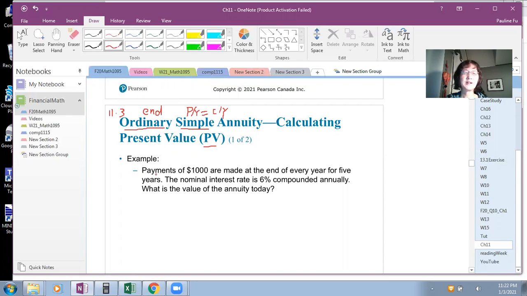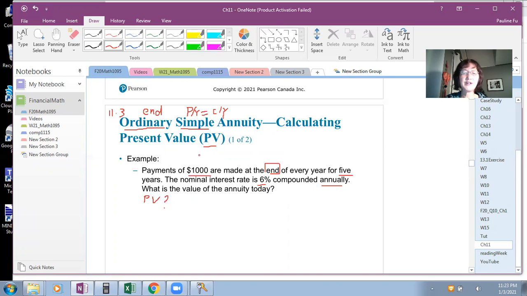Example: payments of 1,000 are made at the end of every year for 5 years. The nominal rate of interest is 6% compounded annually. What is the value of the annuity today? So the question asks you, what is the present value?